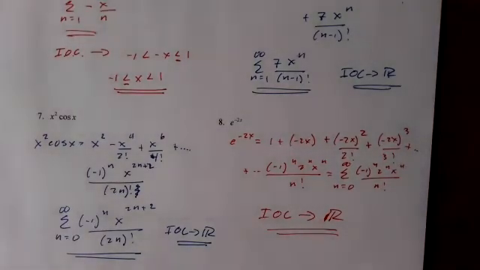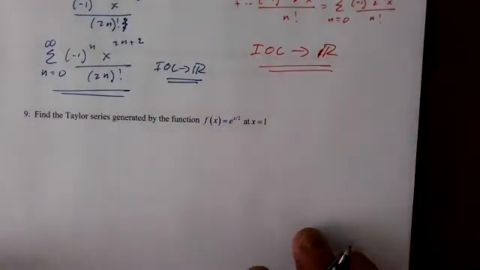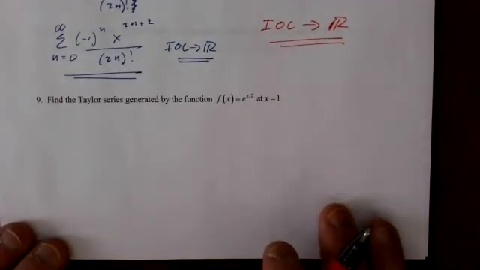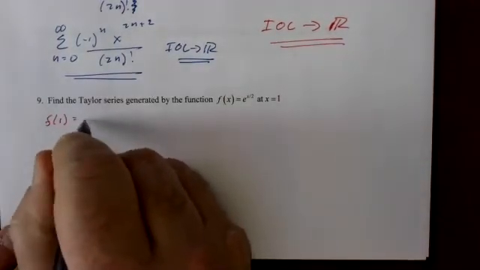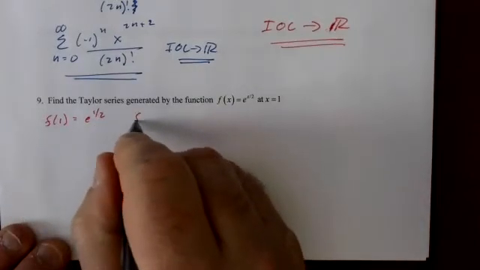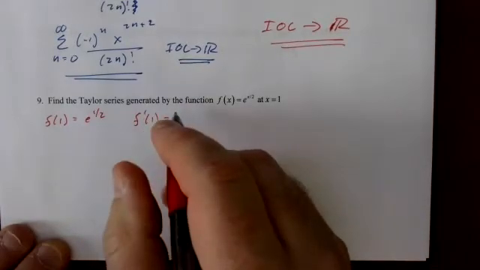Practice, practice. All right, find the Taylor series generated by the function e to the x over 2 at x equals 1. f of 1 equals e to the 1/2. f prime of 1. Now notice it doesn't say the number of terms. So I've got to just do enough so I can see the pattern.